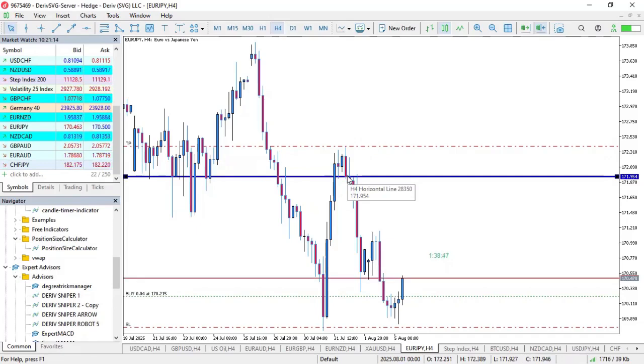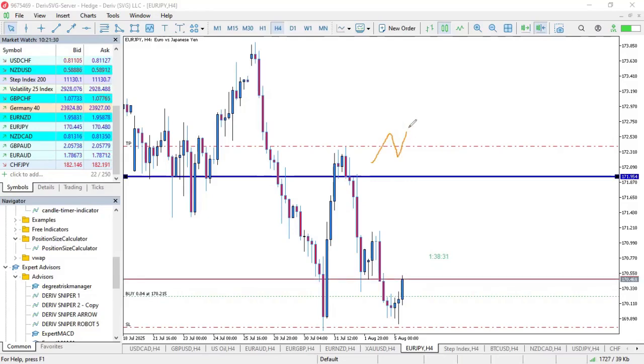Okay, so now what happened here? Let me just draw what happens on the lower time frame. So on the lower time frame, this is what happens here. You have something like this: sweep of liquidity, market structure shift, price came back again. That's this wick you are seeing here. Now price came back again into that zone and then sold off.